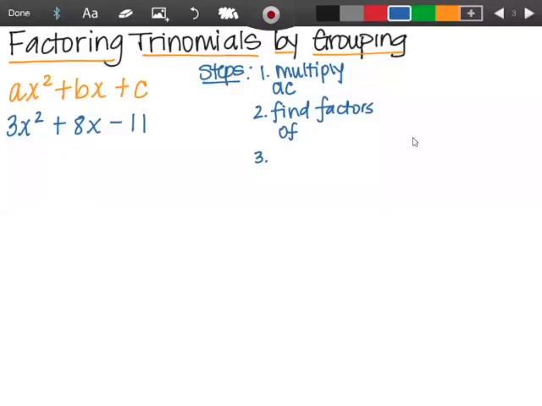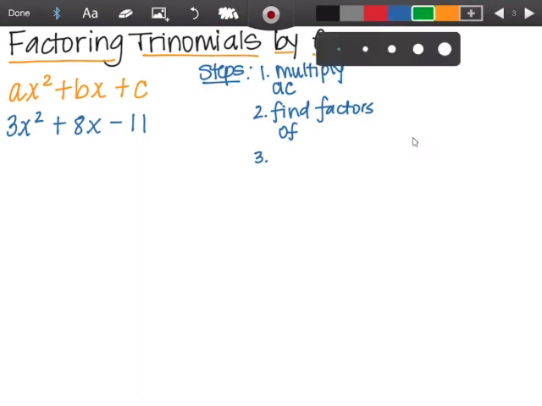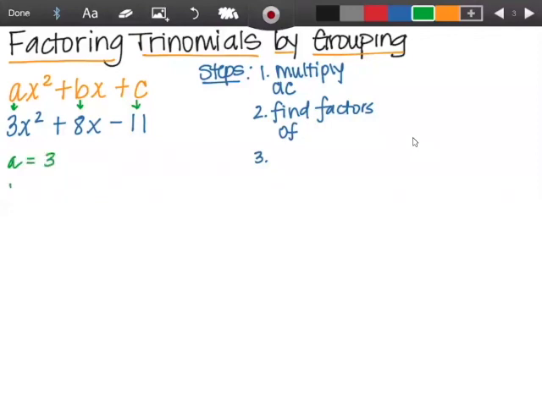All right, good people. So we are back with another example. This time we are going to throw in some negative numbers, okay? So we have ax squared plus bx plus c again, and I want you guys to see that I wrote the trinomial directly under the standard form so you can see how the numbers go with those variables. So a is equal to 3, b is equal to 8, and c is equal to negative 11. Be sure that you acknowledge that negative sign, okay?